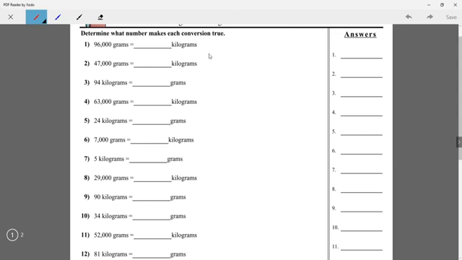So basically for any conversions, metric or otherwise, the most important thing is if you're going from a bigger unit to a smaller unit, it's the opposite of what you would expect, and you are going to multiply. Okay? And then from a smaller unit to a bigger unit, you are going to have to divide.